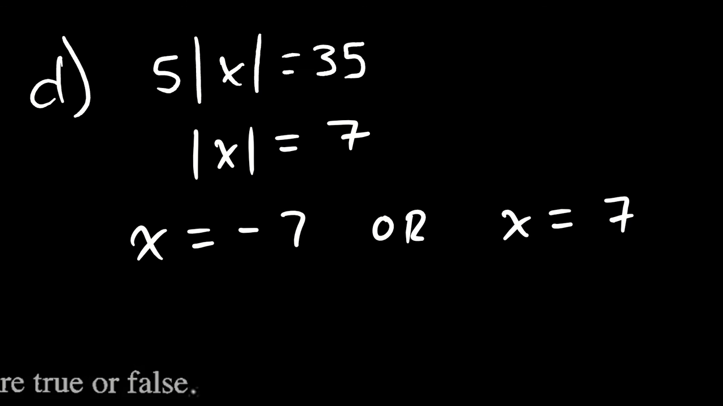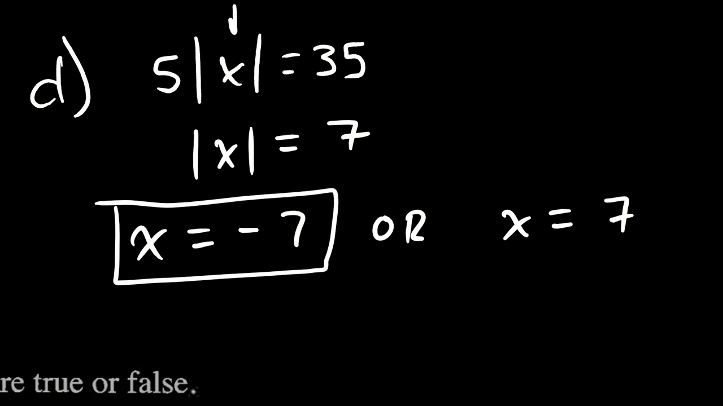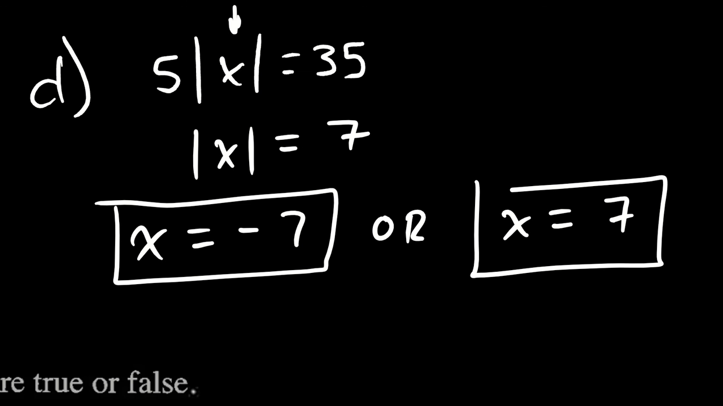And that's a very straightforward problem, right? If I plug in negative 7, it's negative 7 in there, it becomes a positive 7. 5 times 7 is 35. Same thing if I plug in a positive 7. 5 times 7 is going to give me 35. So these are the two values that x can be.